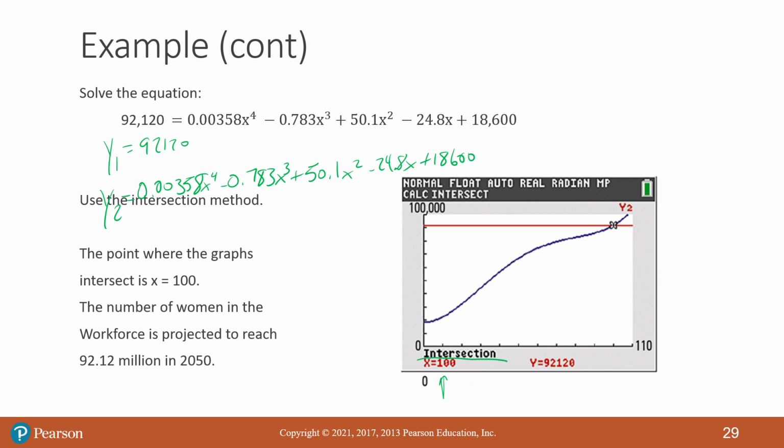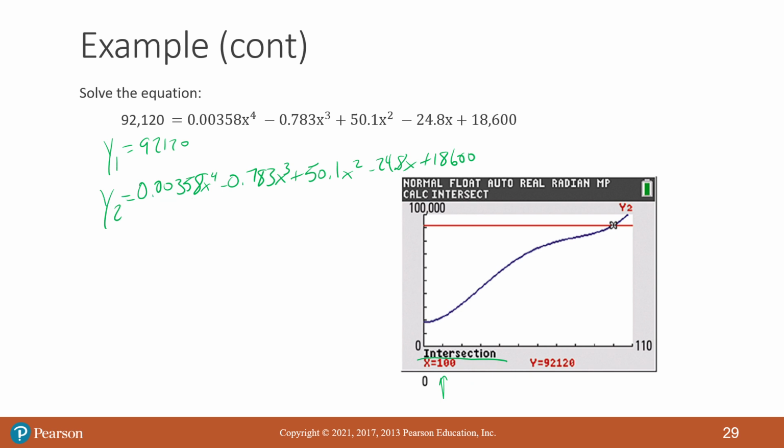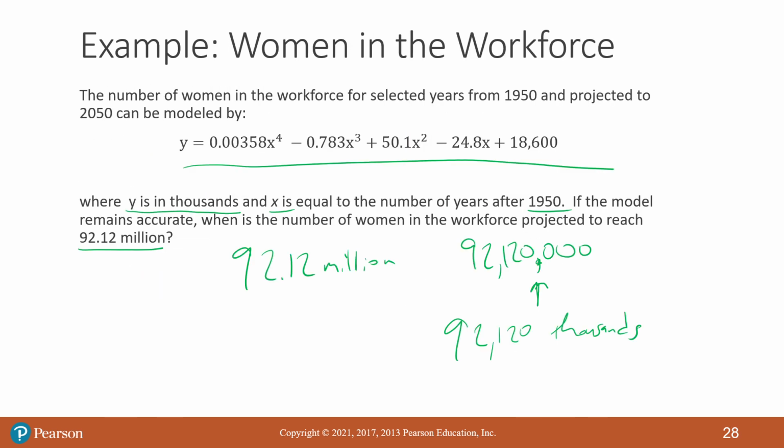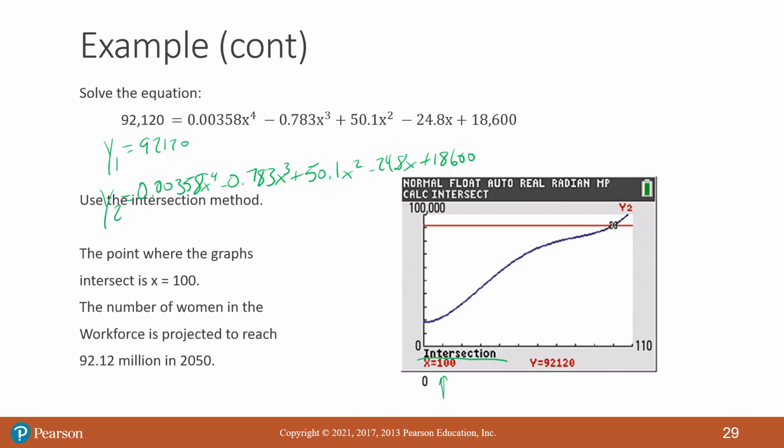Now we know that 100 isn't exactly the answer. We have to do a conversion here because x is, if you go back up, the number of years after 1950. So 100 years after 1950 will give us the year 2050. So the number of women in the workforce is projected to reach 92.12 million in 2050. And there we have it.